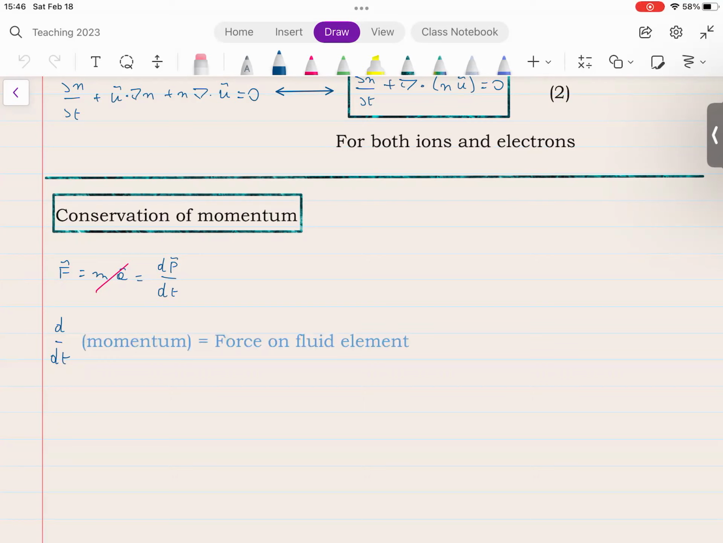Well, then what we have to do is figure out what the expression of the momentum is and what the forces are. Let's start from the second piece. What could be the forces acting on a fluid element?